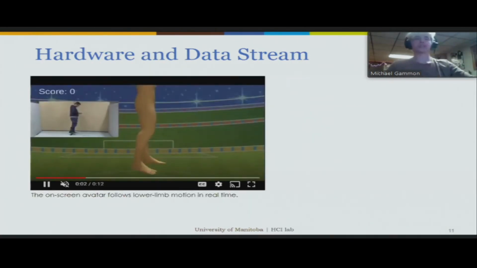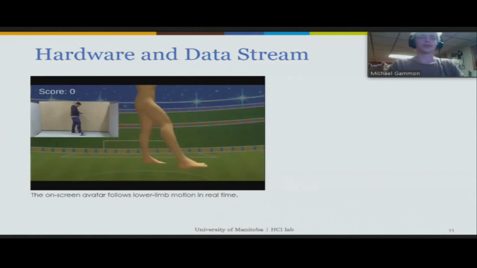So you can see on screen here, this is an example of a user controlling the application using their leg with an IMU strapped to each leg segment. And the on-screen avatar follows while they move.